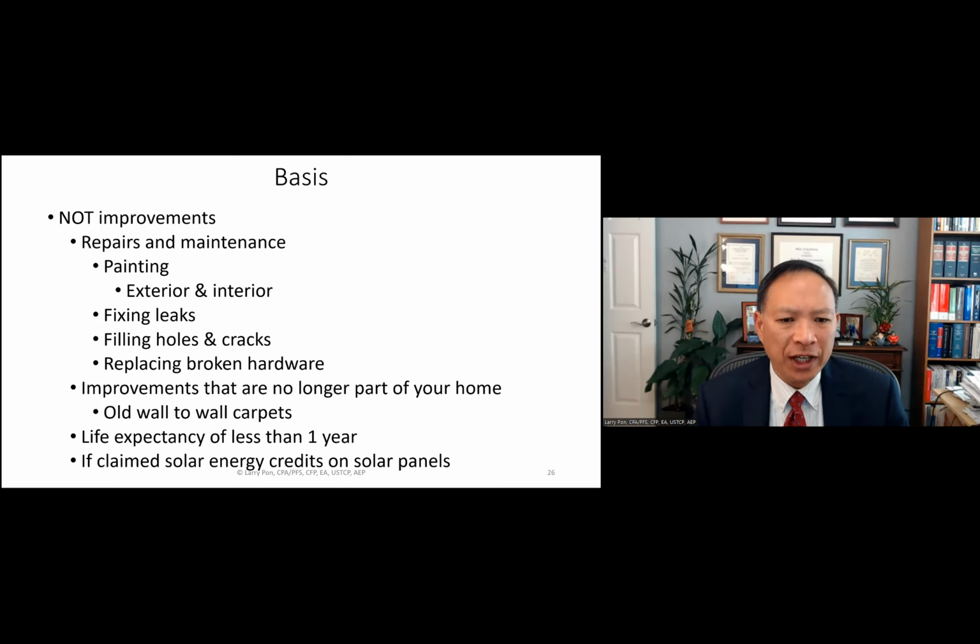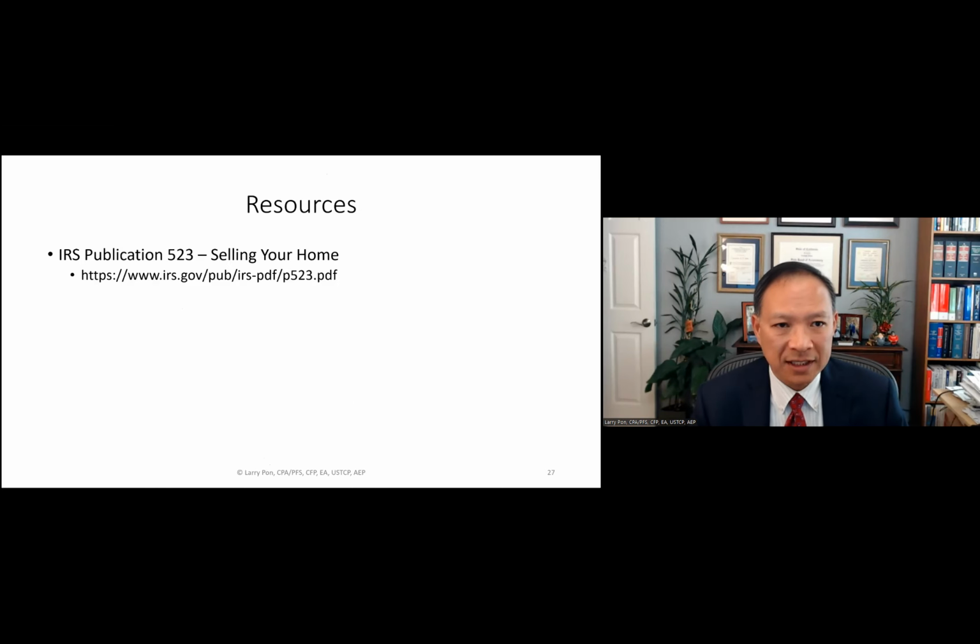If you claim solar energy credits on solar panels, you can't double dip. So this is a very important exercise. Hopefully not during tax season, but before tax season, get your clients busy on figuring out the cost basis. An important resource that's very helpful is IRS Publication 523. I encourage looking at that. It's got worksheets in there. It's got some detailed explanations, and it's worth looking at.